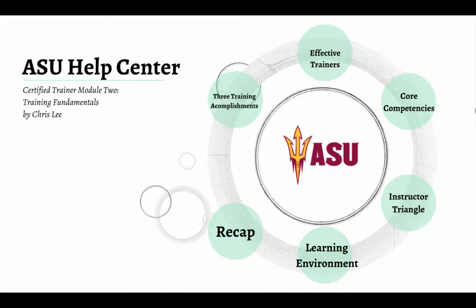Welcome to Module 2 of ASU Help Center Certified Training Program, Training Fundamentals. This training will be broken up into 3 video segments. The first segment will cover the 3 things effective training should accomplish, along with the 5 things all effective trainers do. The second segment will cover the core competencies of effective trainers. And then the final segment of this module will cover the instructor triangle, along with the 5 elements of an effective training environment. Training has been described as both an art and a science.